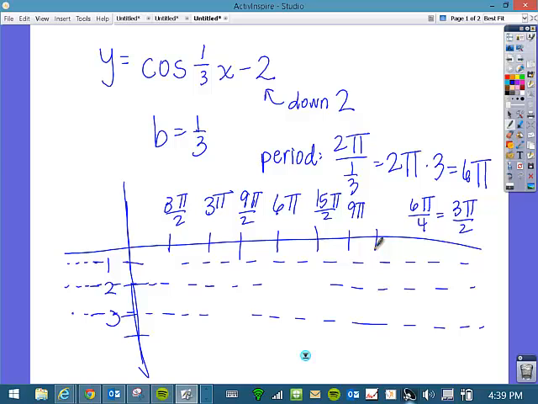Then 21 pi over 2. And then 24 pi over 2, which is 12 pi.